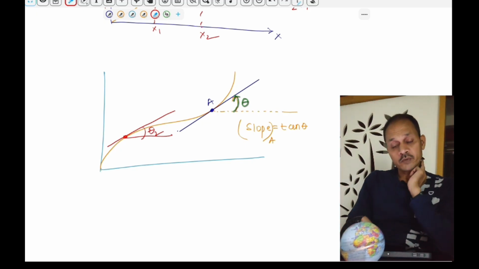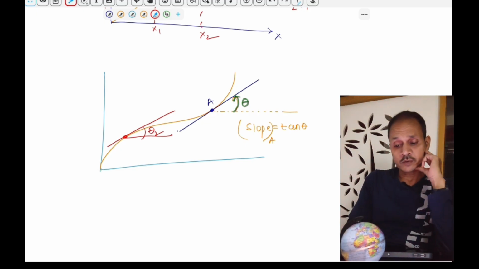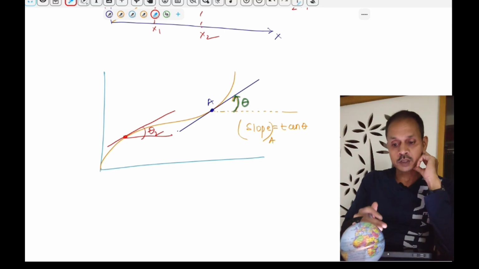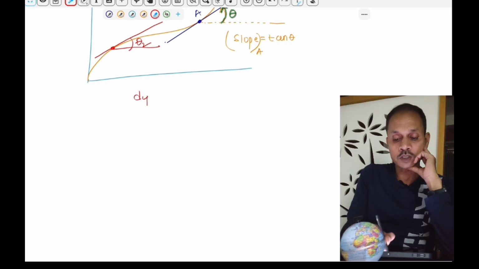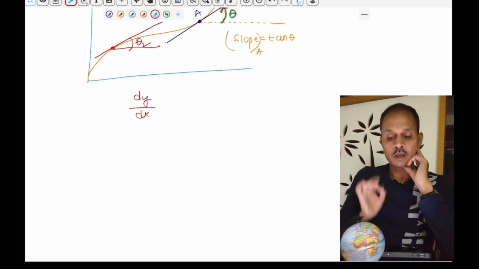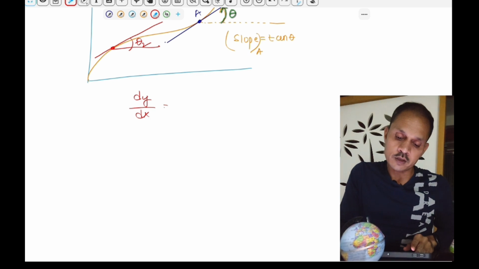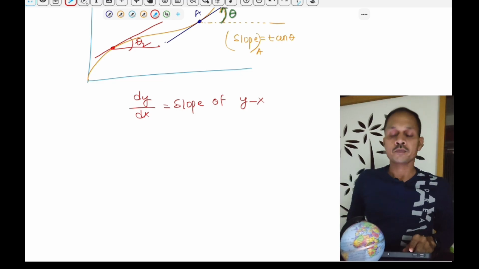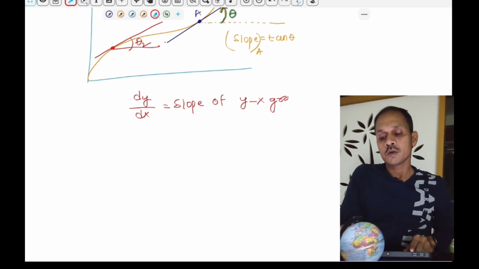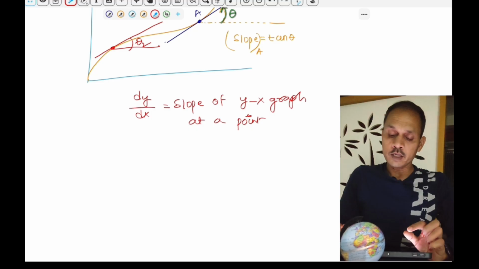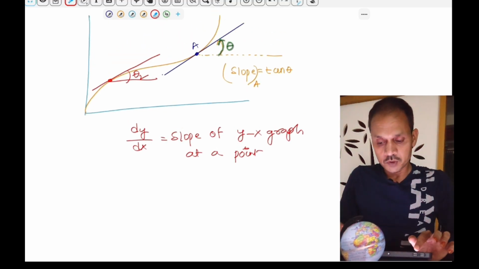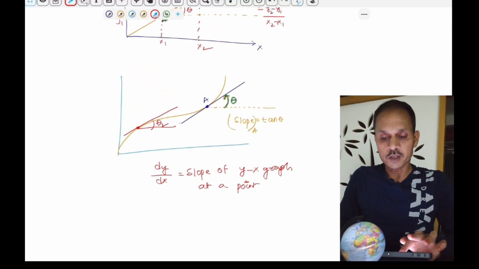The same thing, finding slope at a point without using the angle, using an equation. To find this type of quantities, we use differentiation dy by dx. So simply, what is dy by dx? It is nothing but the slope of the graph y versus x, at any point. So we can find the slope of the graph by using differentiation. So this is the basic concept of differentiation.